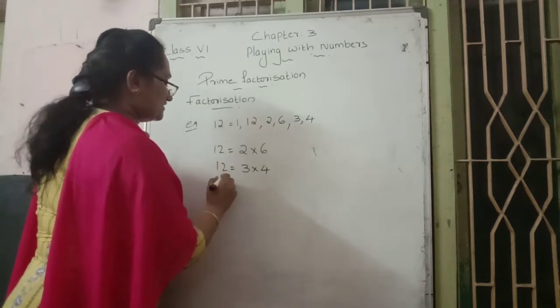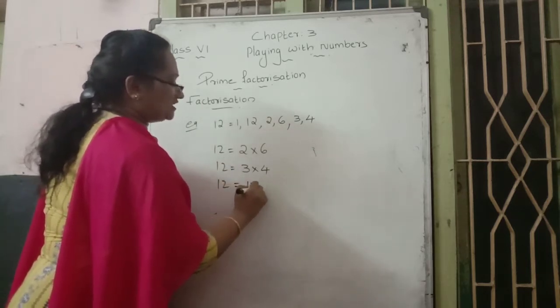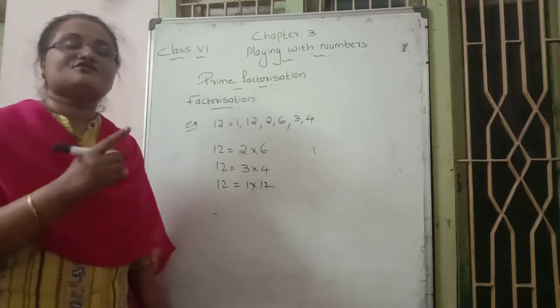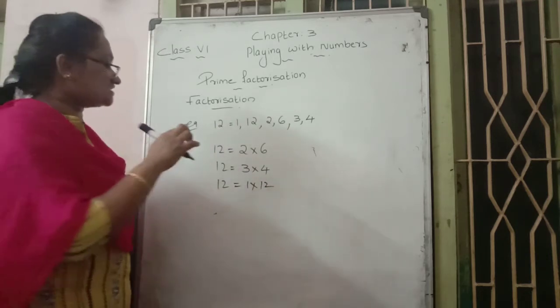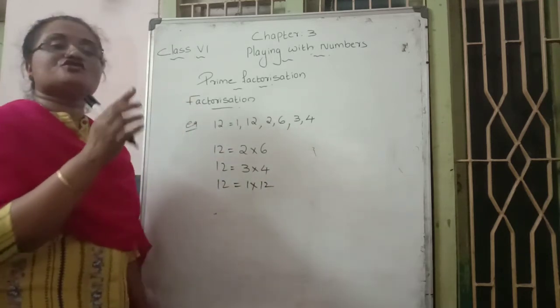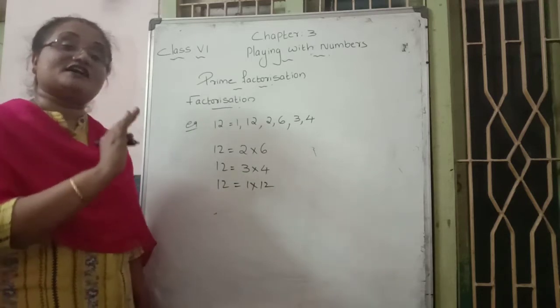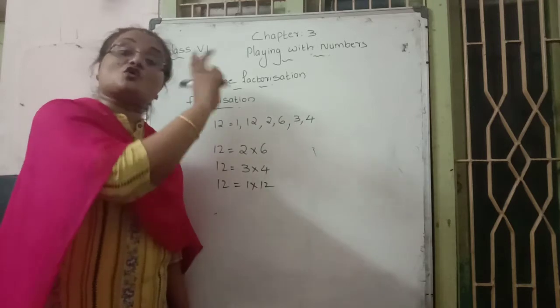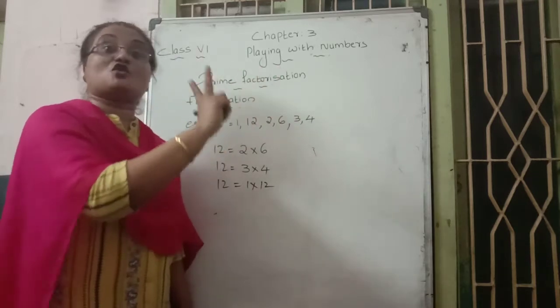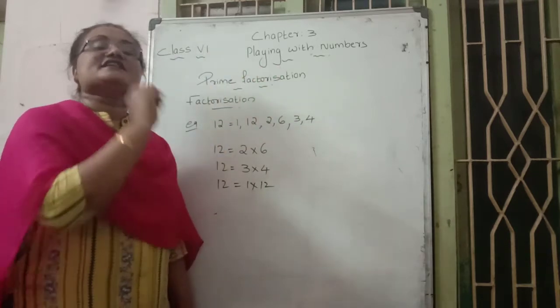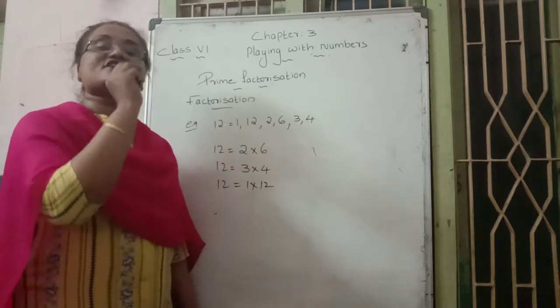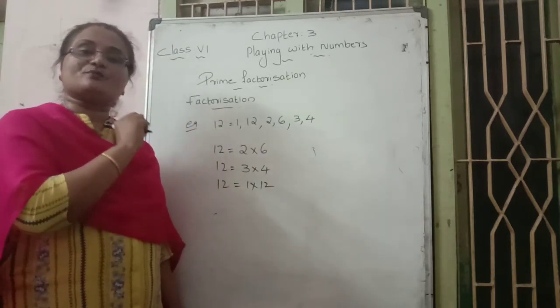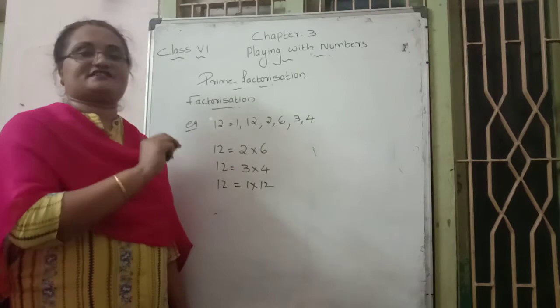Or otherwise we can write it as 1 into 12. 1 and 12 are both factors of 12 only. That's why we can say 1 into 12. So what we can conclude: a number can be expressed in the form of a product of its factors. That method we call factorization. I hope you understand what factorization is.